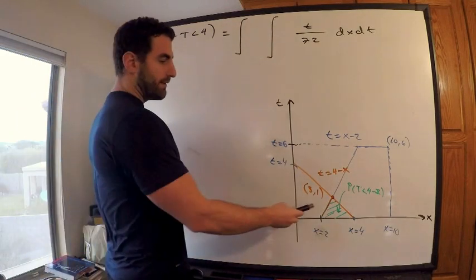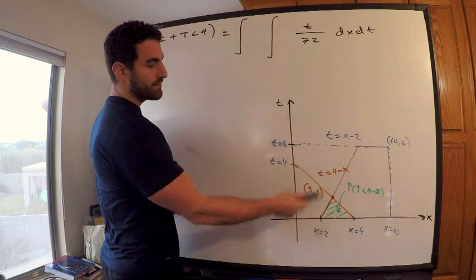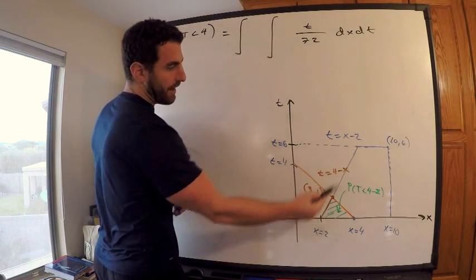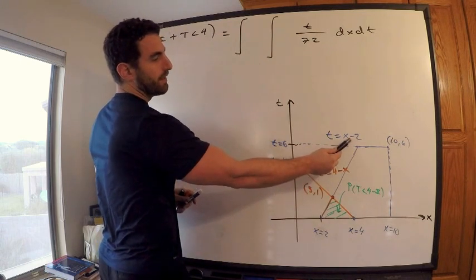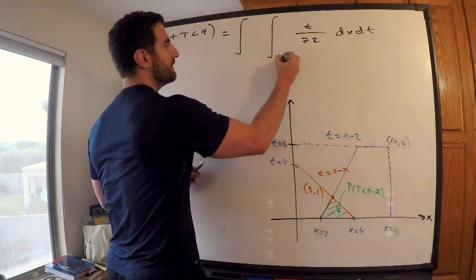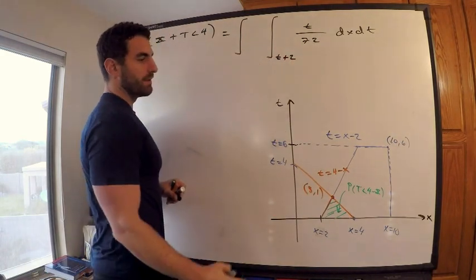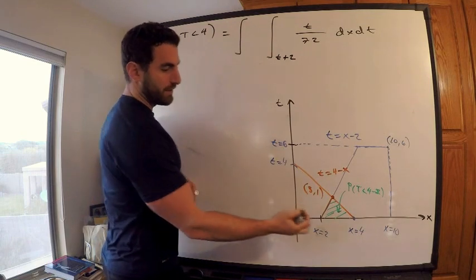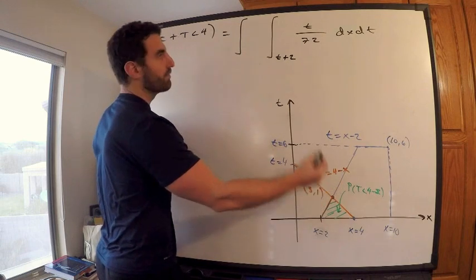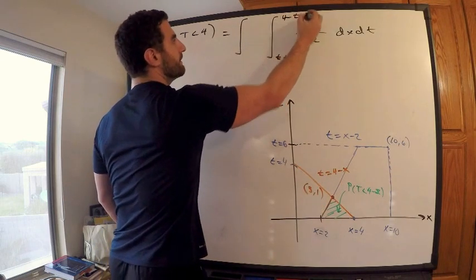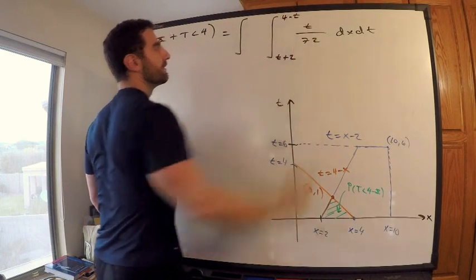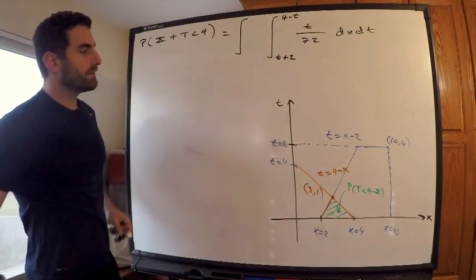All right, so now, again, x is going from, what's the lower bound of integration? It's this line right here. I have it represented as t equals x minus 2, but I need it in terms of t. It says that x equals t plus 2. So this is t plus 2. The upper bound of integration is the orange line. If I get x by itself, this says that x is equal to 4 minus t. So 4 minus t.